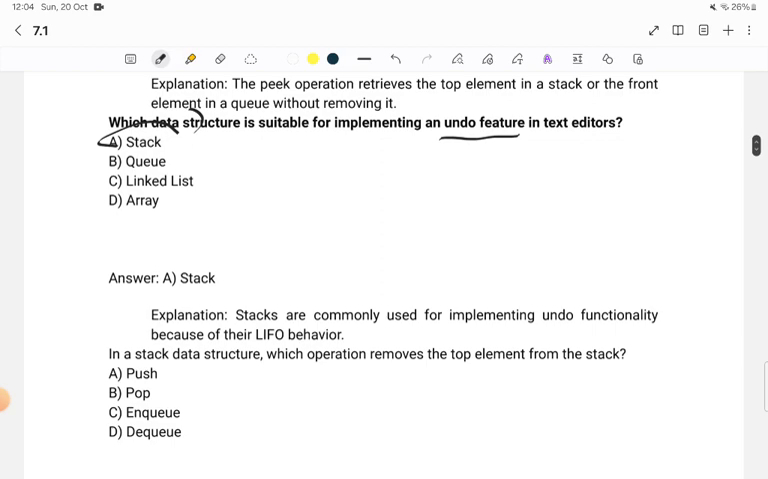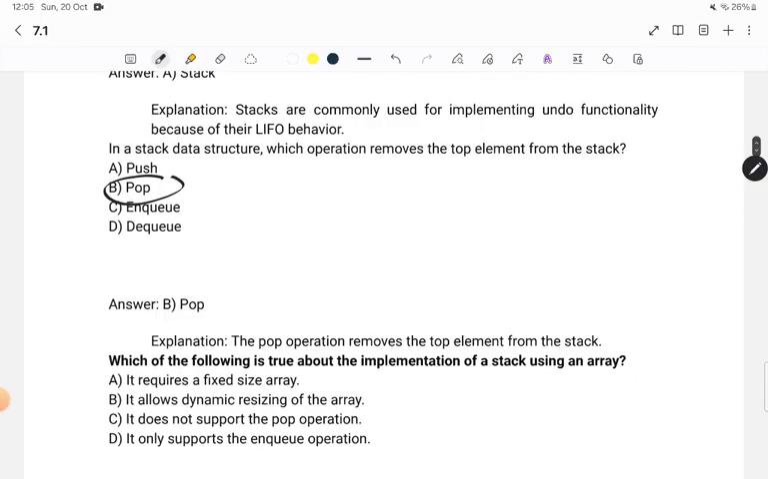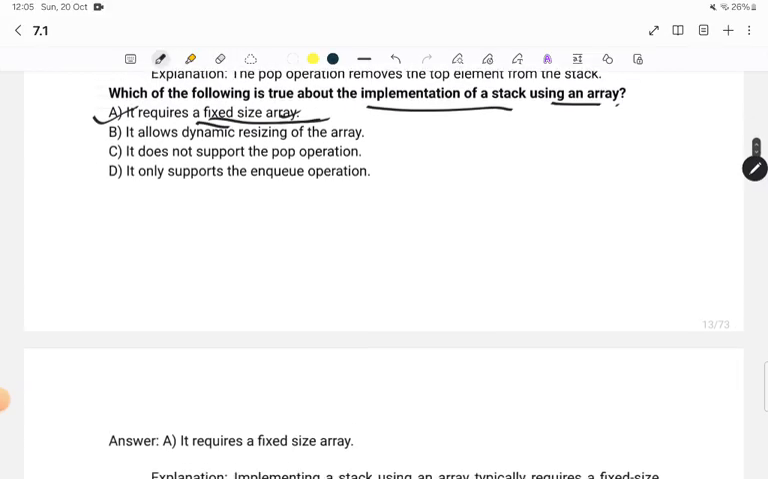In a stack data structure, which operation removes the top element? Pop is used to remove the element from stack. Which of the following is true about implementation of a stack using an array? So implementing a stack using an array requires a fixed size array. Although a dynamic feature is there, it always requires a fixed size array for implementing a stack using an array. So the correct answer is it requires a fixed size array. If you want to implement a stack using an array, the array should be of a fixed size. So this is one property of stack. Let's go to next question.